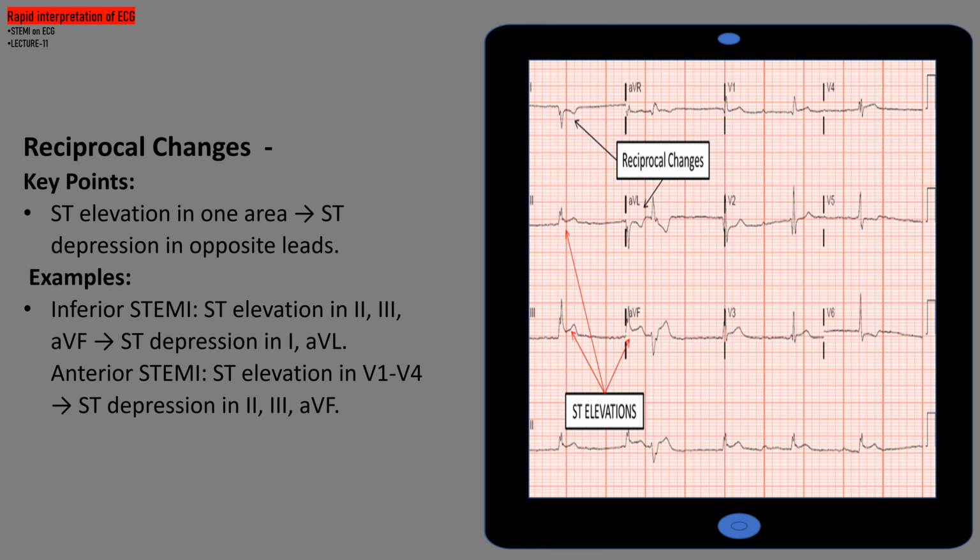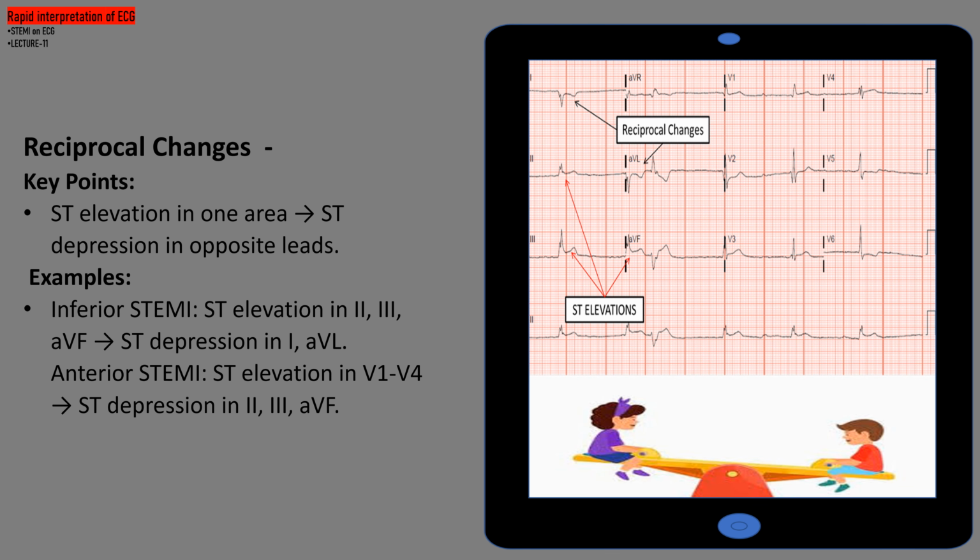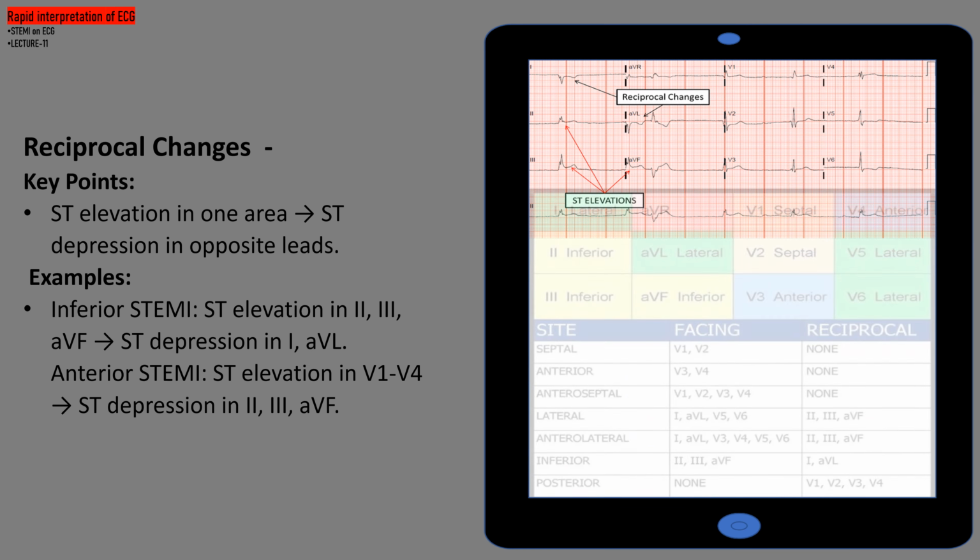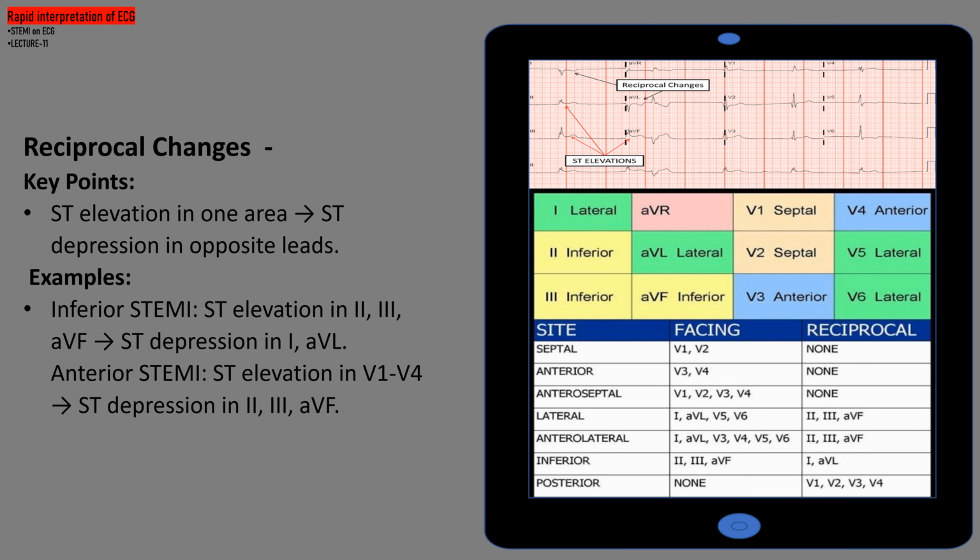Reciprocal changes and the mirror effect. Think of a seesaw. If one side goes up, the other must go down. The same happens on an ECG. When ST elevation appears in leads facing the infarcted area, the opposite leads show ST depression. This mirror effect helps confirm an infarction and rules out benign causes of ST elevation.